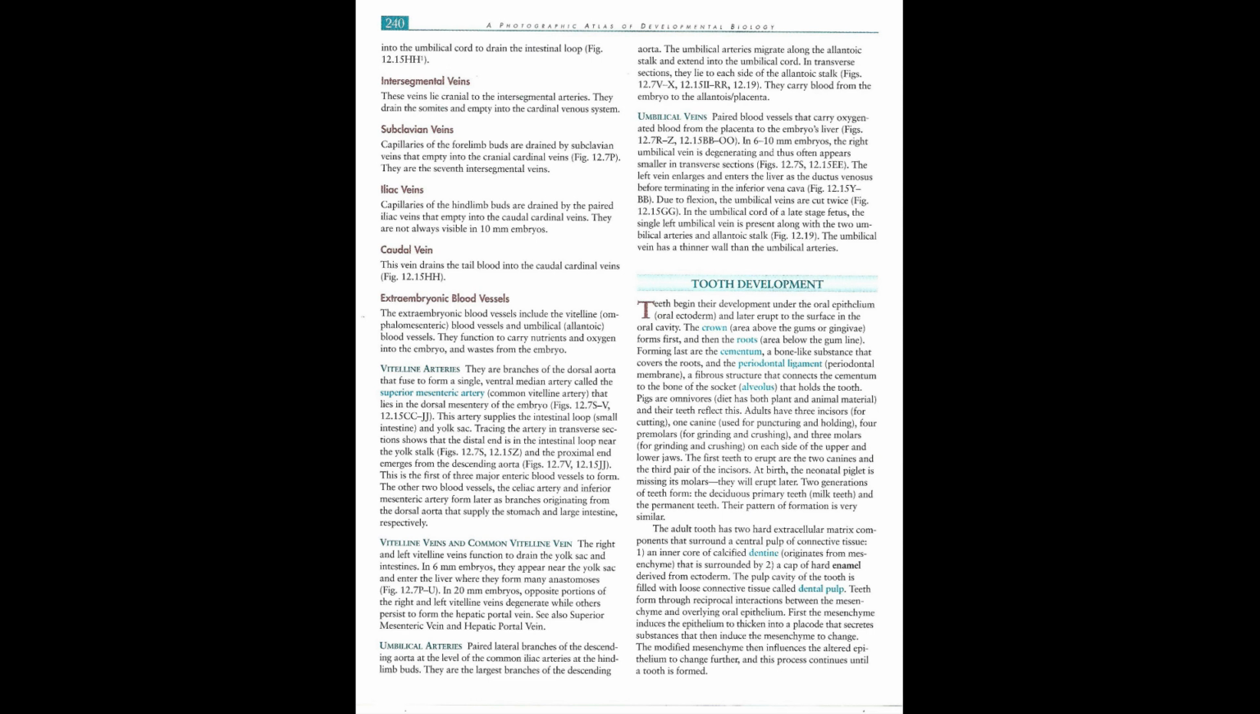In 6 mm embryos, they appear near the yolk sac and enter the liver, where they form many anastomoses, Fig 12. In 20 mm embryos, opposite portions of the right and left vitelline veins degenerate while others persist to form the hepatic portal vein. See also superior mesenteric vein and hepatic portal vein.